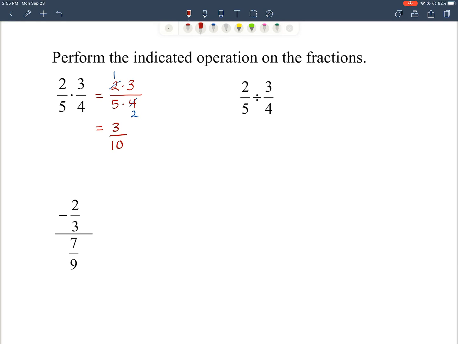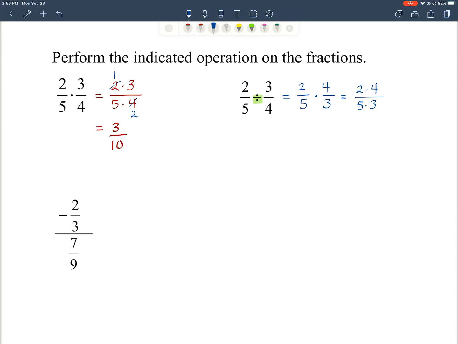Something important to note here for the next one is we have 2/5 divided by 3/4. The little golden rule there is we always want to take the first fraction and multiply by the reciprocal of the second fraction. So instead of doing 2/5 divided by 3/4, that's the same thing as 2/5 times 4/3. And when we rewrite it as one fraction, we have 2 times 4 over 5 times 3.